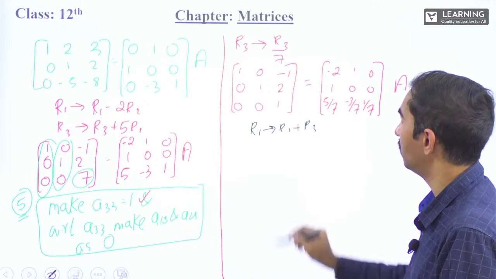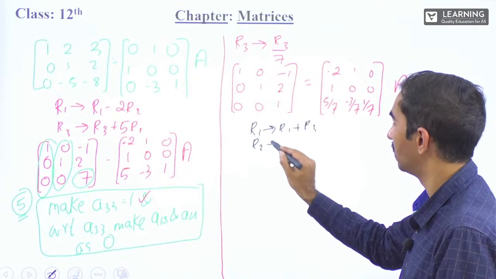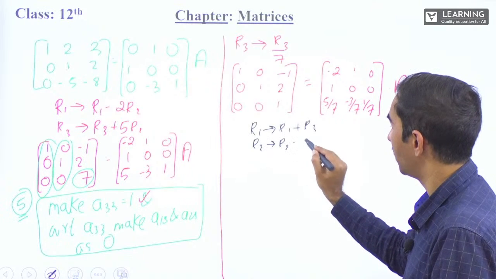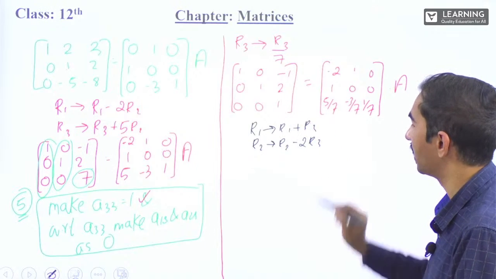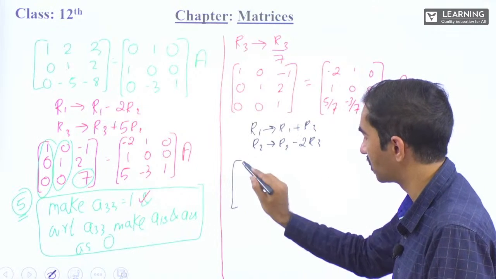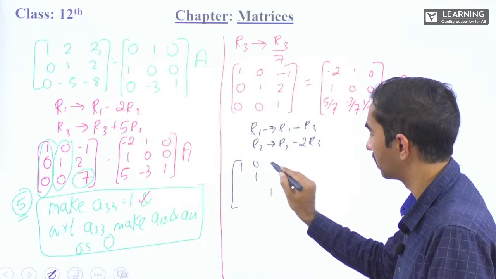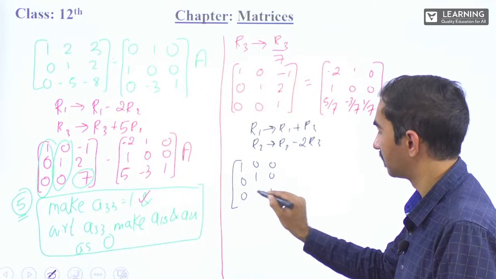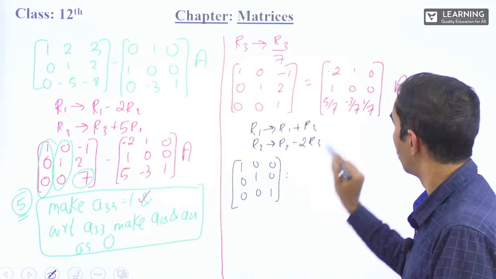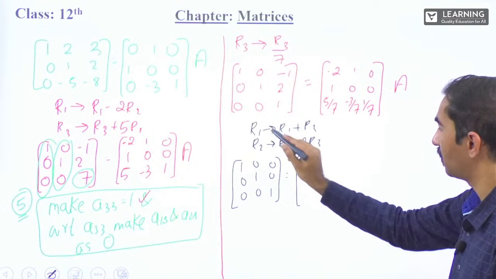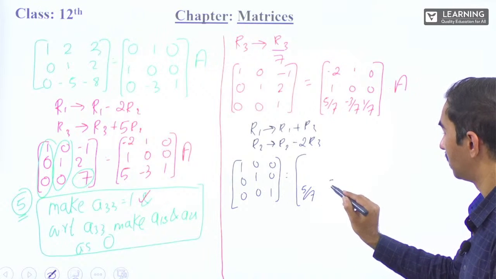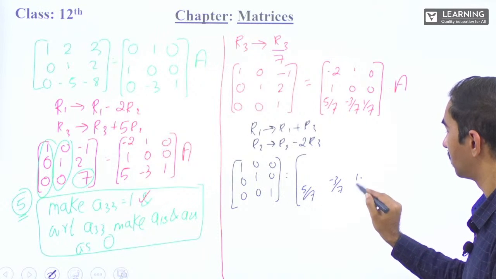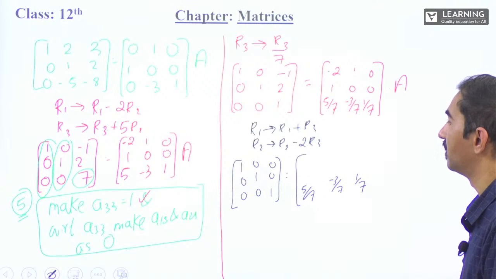Minus 1 plus 1, 0. And R2 equals R2 minus 2R3. So 2 minus 2 will again become 0. So here we got what, students now? Identity matrix. On this side you have to apply the operations now. R1 and R2, R3 is constant, 5 by 7, minus 3 by 7, 1 by 7.